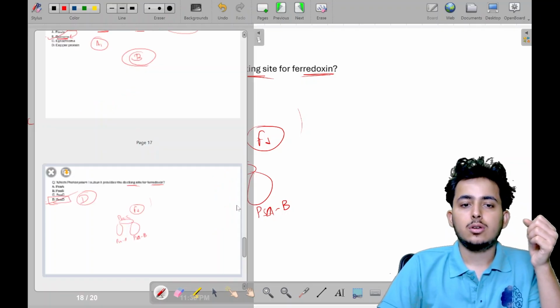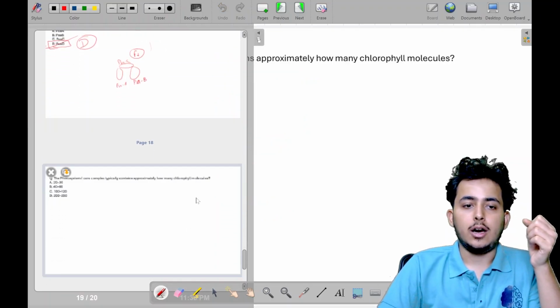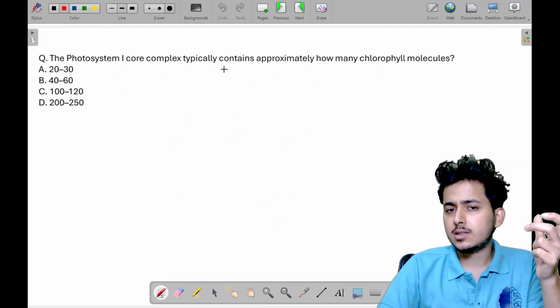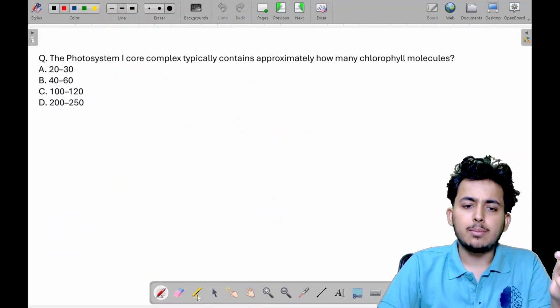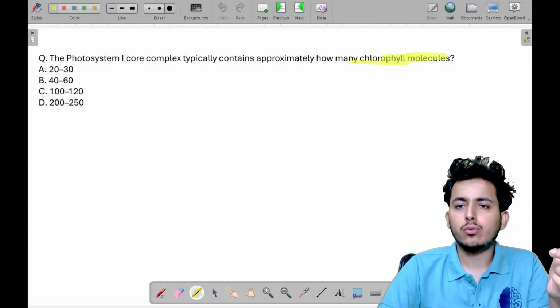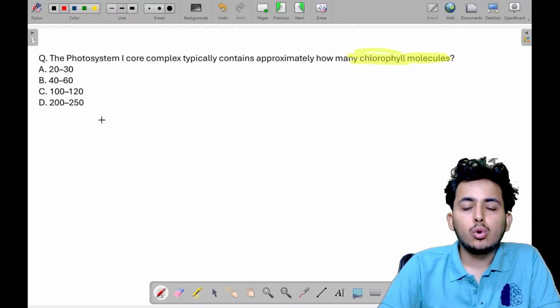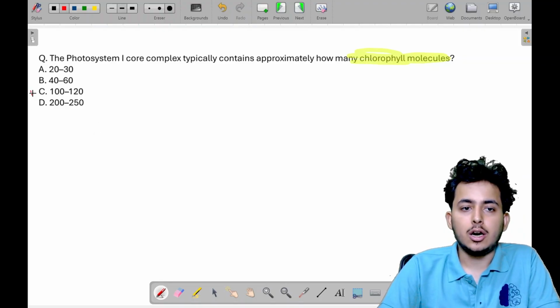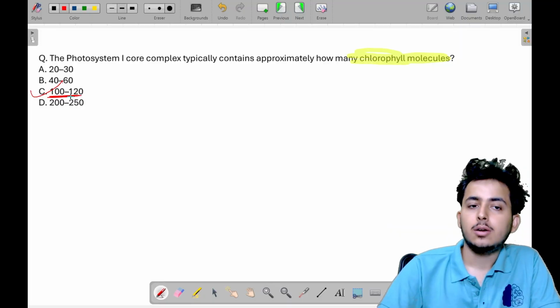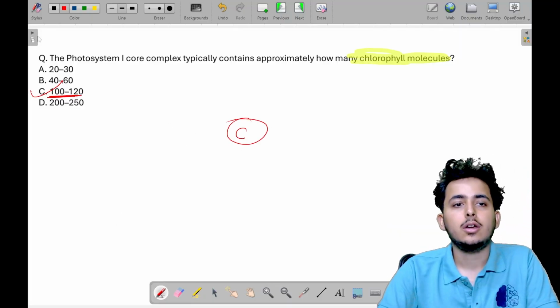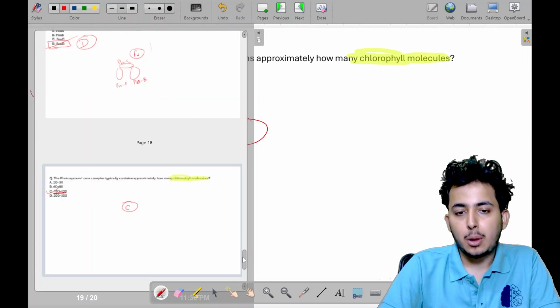Okay, and then the next question: the photosystem 1 core complex typically contains approximately how many chlorophyll molecules? The number of chlorophyll molecules is 100 to 120. This varies from plant to plant, but technically they vary from 100 to 120. So please note the fact.